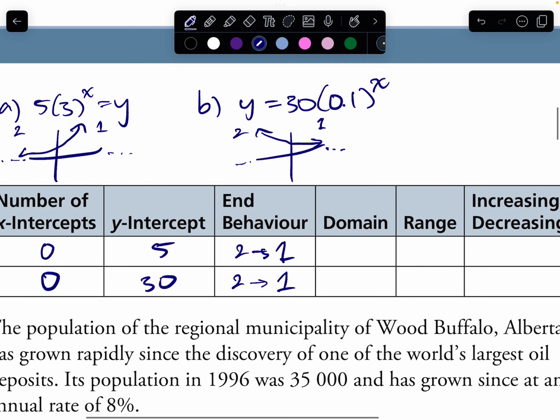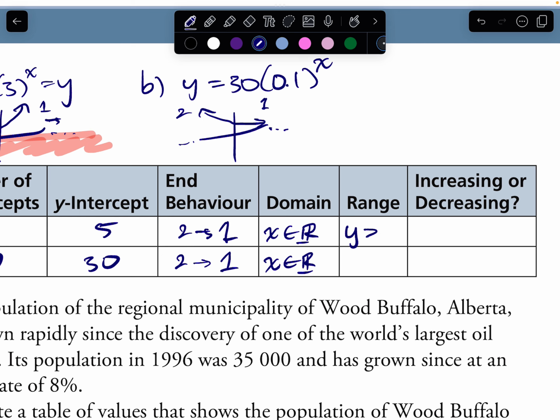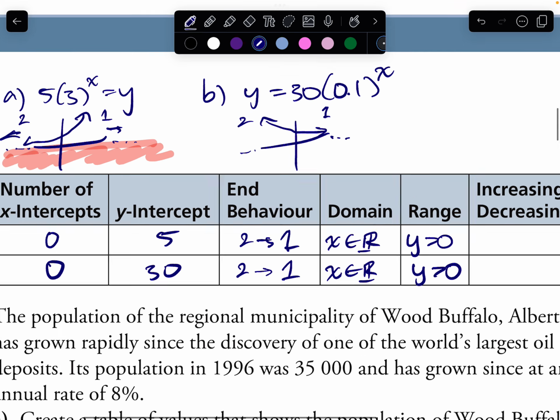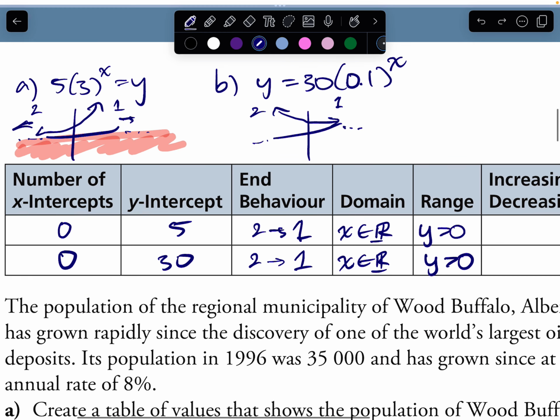The domain is going to be all real, right? Because it goes all the way that way and all the way that way. And that's the same for both of them. And the range will also be the same for both of them. They're never on or below that line. So it just has to be greater than 0. Increasing or decreasing: A we can see is increasing, and B we can see is decreasing.